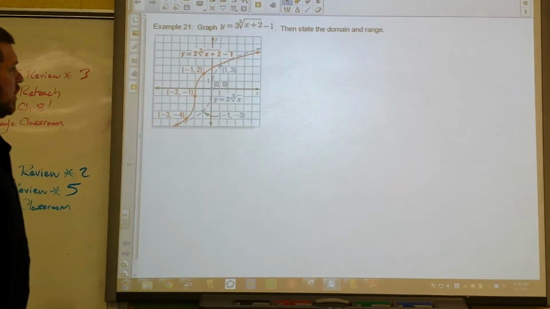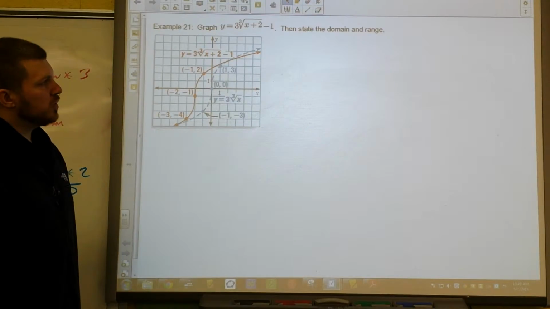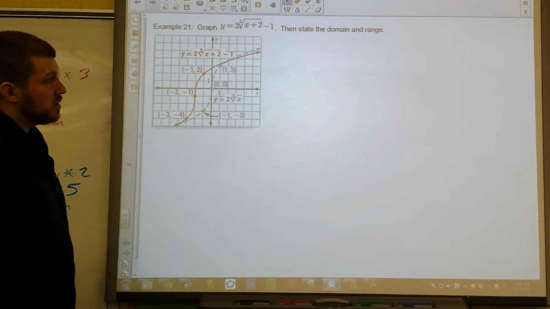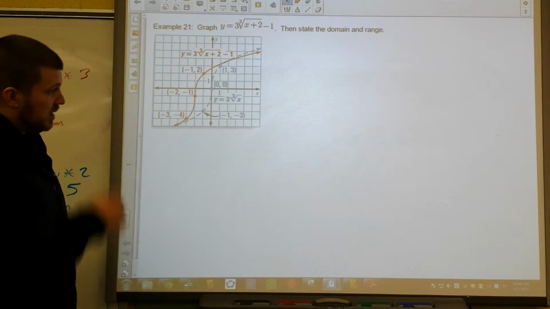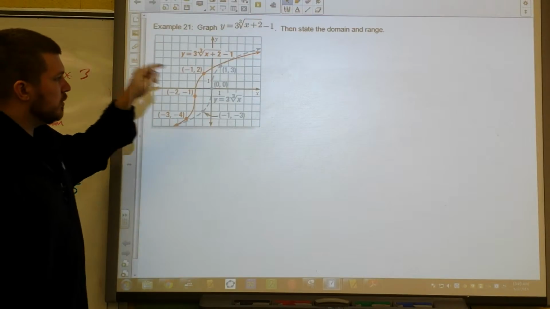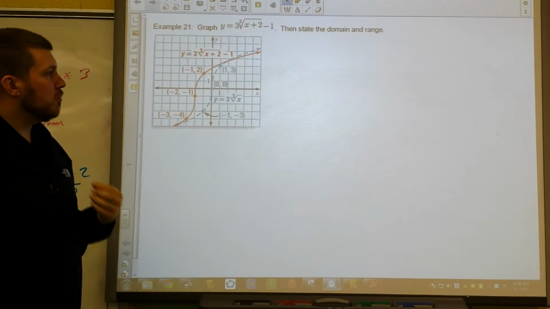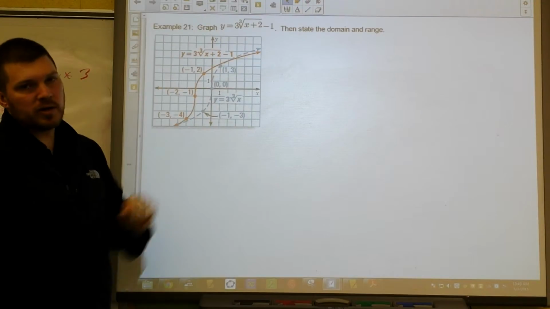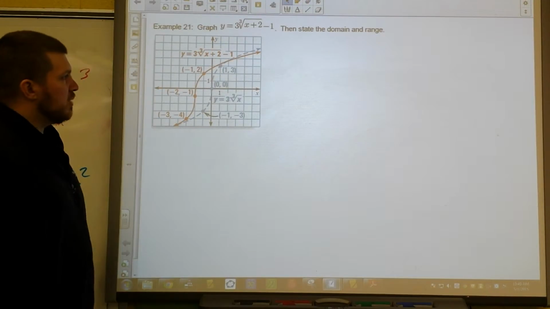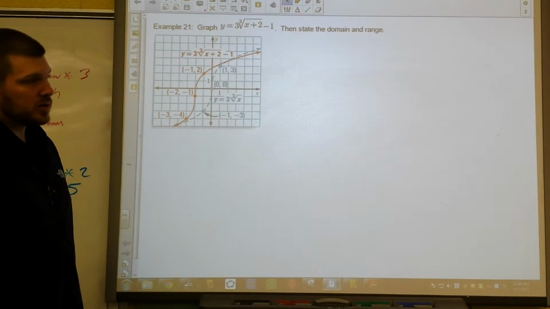In example 21, we have the graph y equals 3 times the cube root of the quantity x plus 2, minus 1. And then we also want to state the domain and range. Again, the parent function is in blue. We know the parent function always goes to the point 0, 0 and the point 1, comma a. It doesn't matter what our index is. If it's a radical function, it's always going to do those two things. In red, we have the child function, so that's already graphed for us.